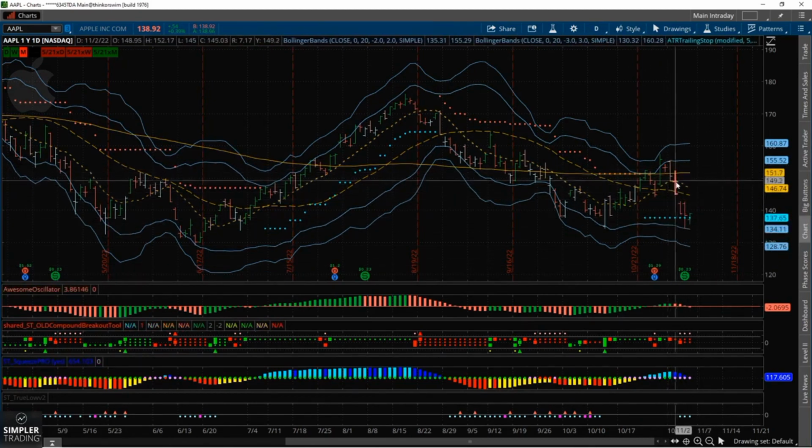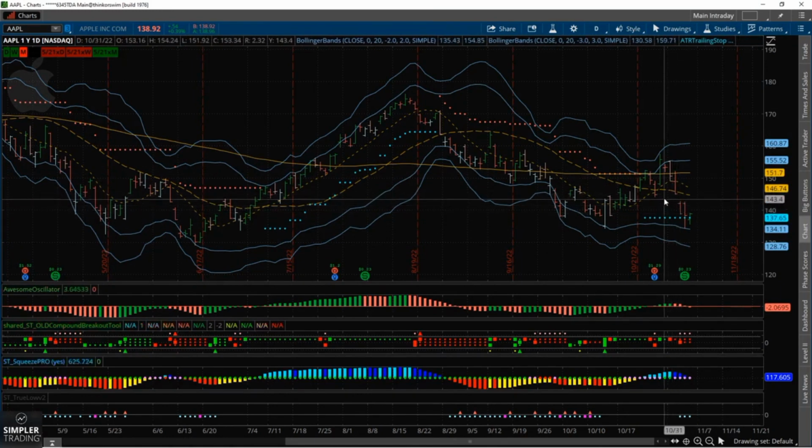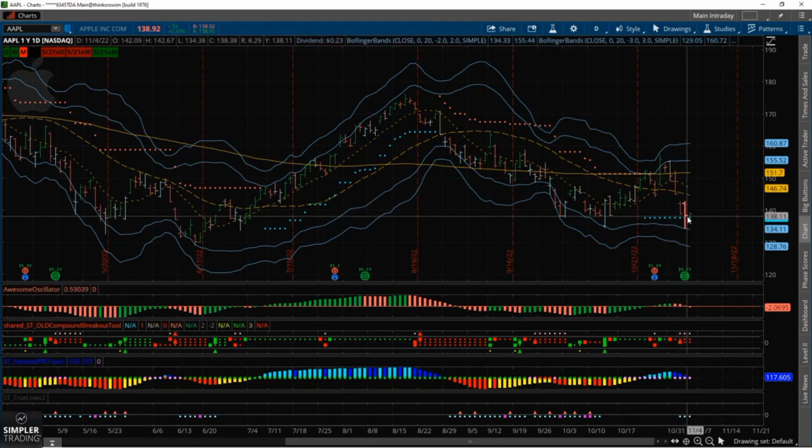So I unfortunately missed that setup, and the very next day when I tuned back into Apple, it had followed through very nicely on this and did in fact go right into the ATR trailing stop. And so now this is kind of the current line in the sand.